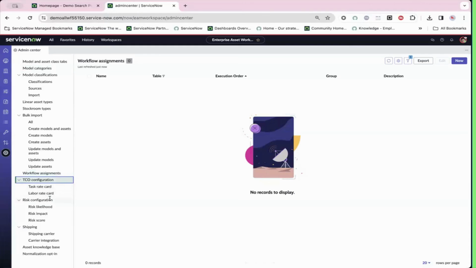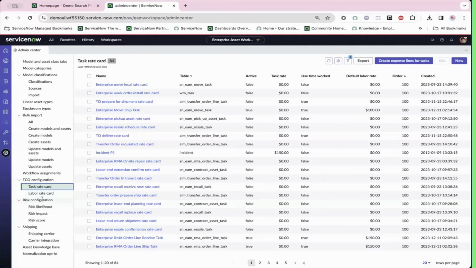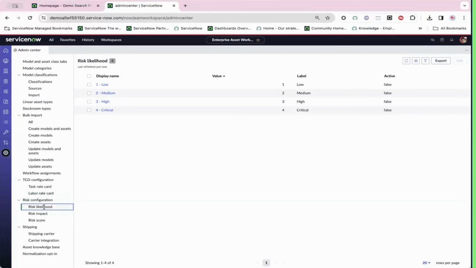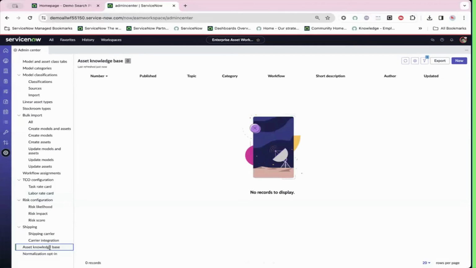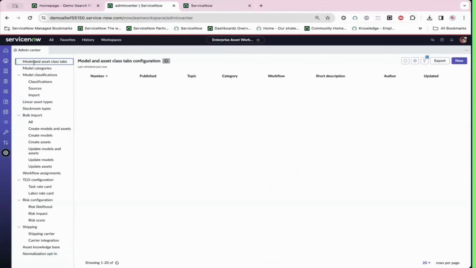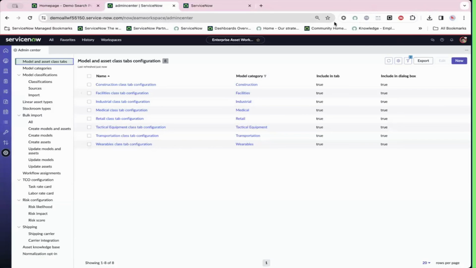Again, we've talked about TCO configuration, the task rate cards, that labor rate card, and any kind of risk configuration that you wanted to add here, whether that's risk likelihood, impact, and what score that would be, as well as that shipping information where you can enter your shipping carrier and carrier integration. You can also see here that you have your asset knowledge base, and this is where you can export some of that knowledge base, and obviously the normalization opt-in within that content service. And so that is your admin center within Enterprise Asset Workspace.